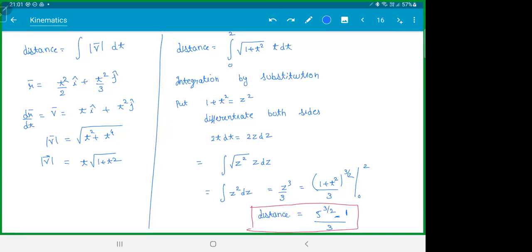Frankly speaking, maths people will teach you that, but for physics, you need to know this. When you take 1 plus t square as z square, it comes out of the root. And second, this t dt will become z dz. So actually, it gets simplified. So this is something which you need to mug up. You need to remember this, that whenever you get an integration like this, you have to do this.